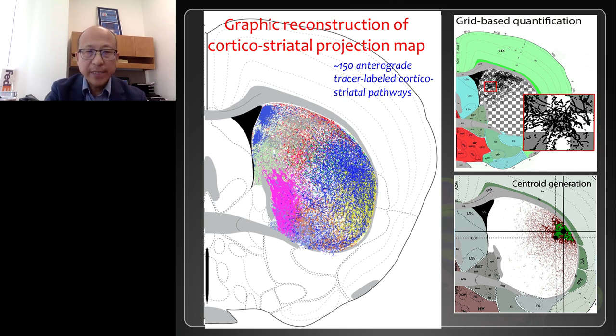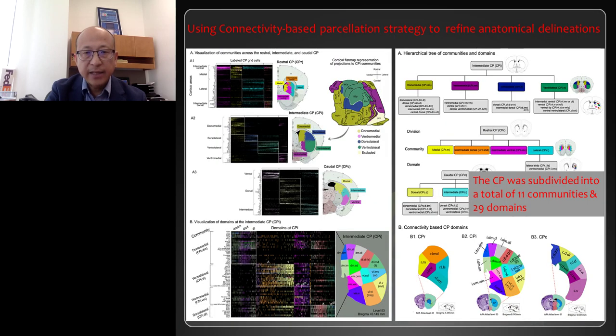As you can see here, each individual cortical area projects to the striatum, and they all display distinctive projection patterns. Then we did the quantification and a network analysis, looking at how these different cortical areas and their different subnetworks project to the striatum. Based on their projection patterns, we basically subdivided the entire striatum into 11 relatively larger communities and 29 smaller functional domains.